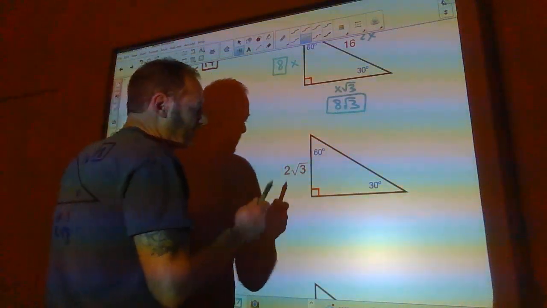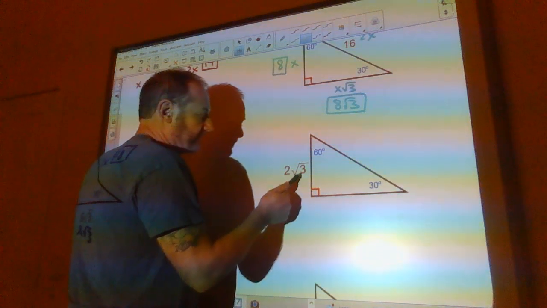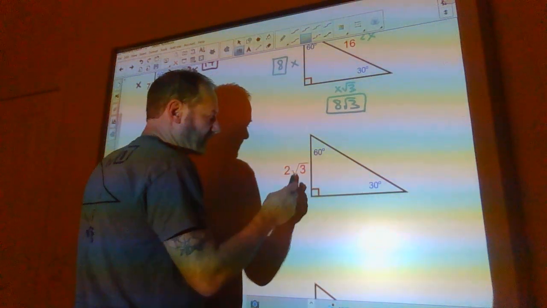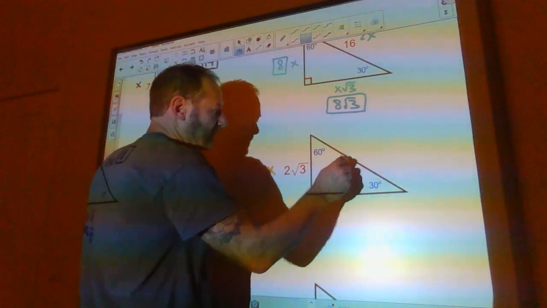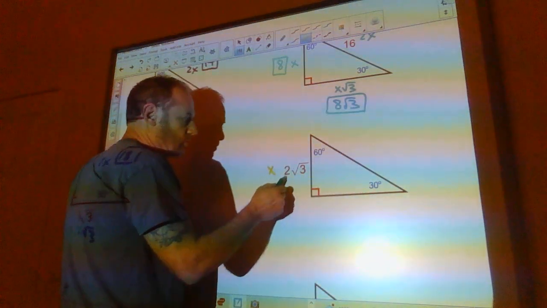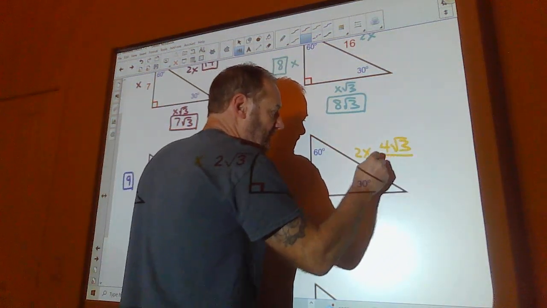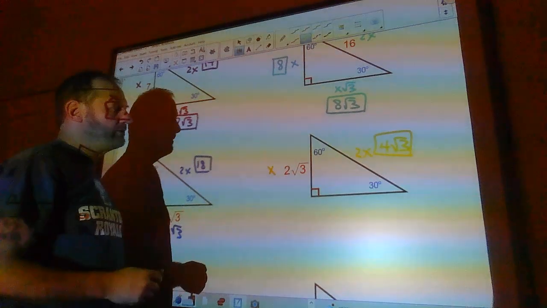All right, now, don't be fooled here. People say, oh, this is 2 square root of 3. Okay, so this has got to be 2. Nope, wrong side. This is the short side. This is the side that's x. That means this is 2x, so it's going to be twice as much as this. It's going to be 4 square root of 3. That was easy enough to do.